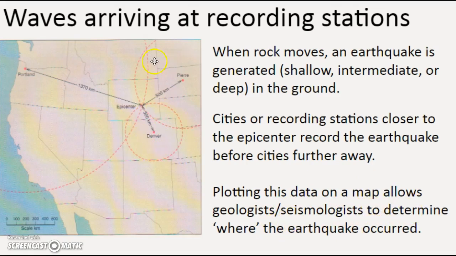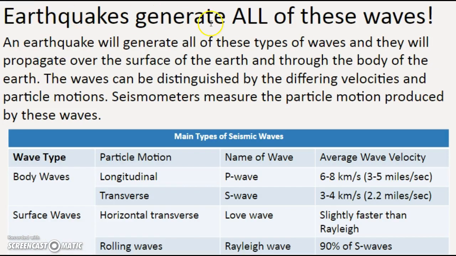So you see these different circles here. If you're closer to the epicenter, the wave doesn't have as far to travel. It's going to arrive sooner. Recall that earthquakes generate all of these waves at once. They generate longitudinal or primary waves, transverse or secondary waves, and surface waves once they reach the surface, both Love and Rayleigh waves. Primary waves travel fastest, then secondary waves, and then your surface waves arrive last.